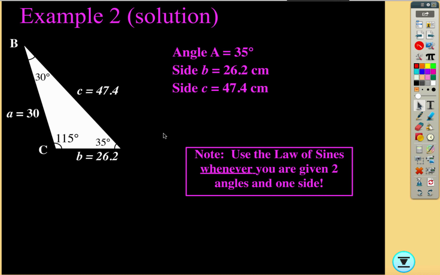And there you have it. We've solved for all the missing angles and all of the missing sides. Use the law of sines whenever you're given two angles and one side. The situation where you're given two angles is for certain the easiest of ways that you can use the law of sines.